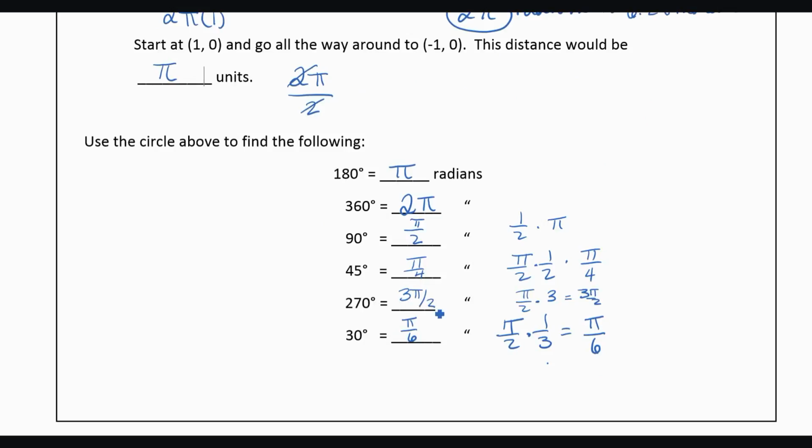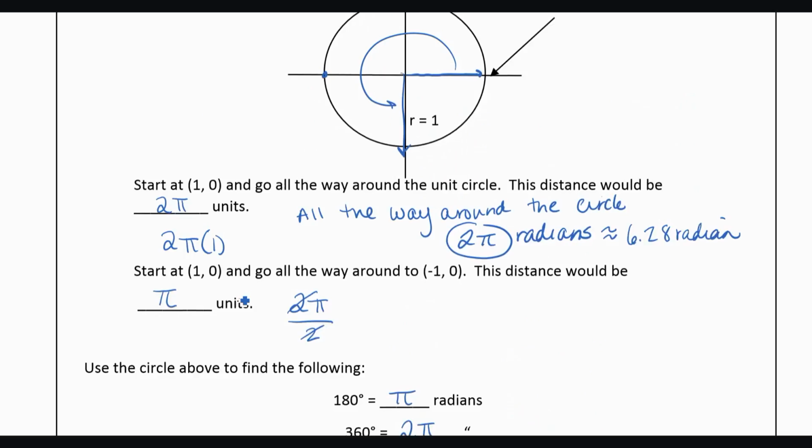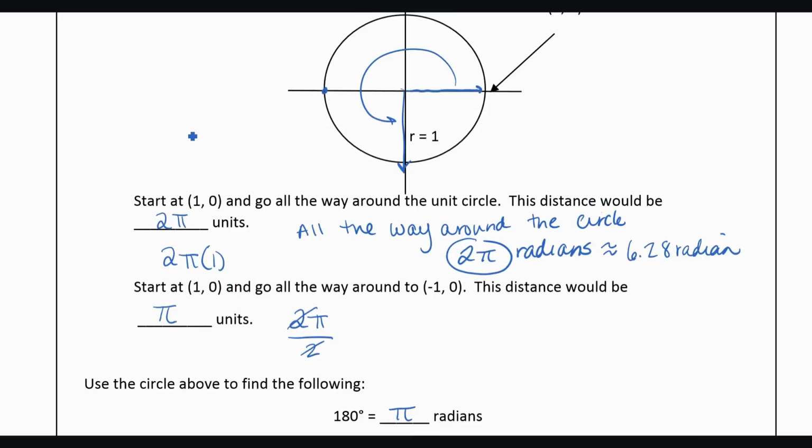And in the next video, we'll talk about if you have any degrees, how to convert it into radians, and if you have radians, how to convert it into degrees. But this is just showing you that radians come from how far around the circle you go. And it's really talking about what the length of the arc that you're intersecting is.